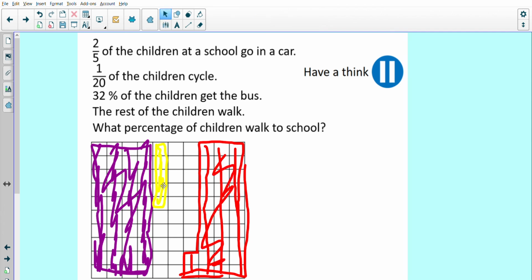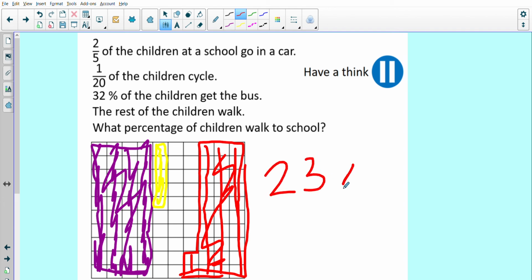Well, you just need to count them up. So it's 1, 2, 3, 4, 5, and 10 is 15, 16, 17, 18, 19, 20, 21, 22, 23. We've got 23% of children walk to school. 23 out of 100 as a fraction. And if I wanted to write it as a decimal, well, we know how to do this, don't we? 0.23.